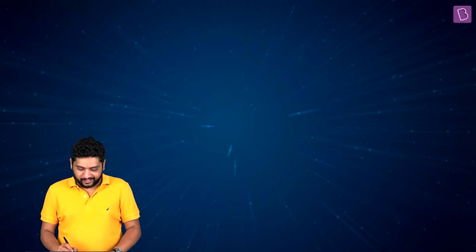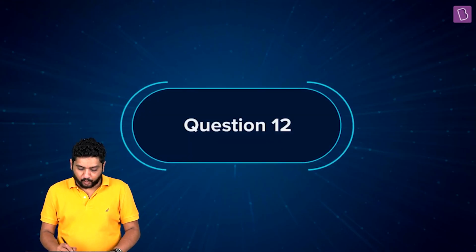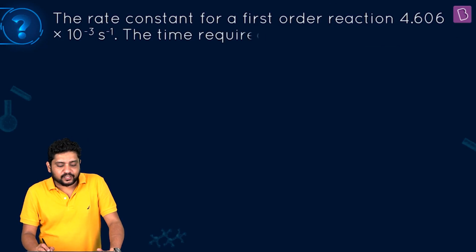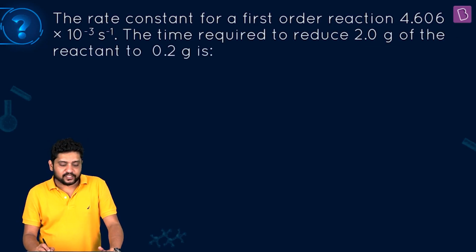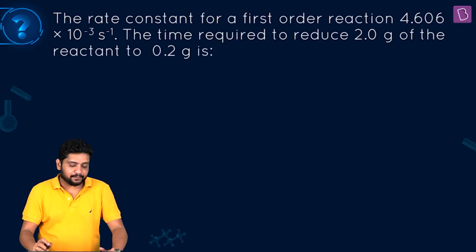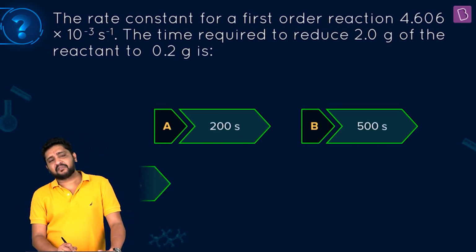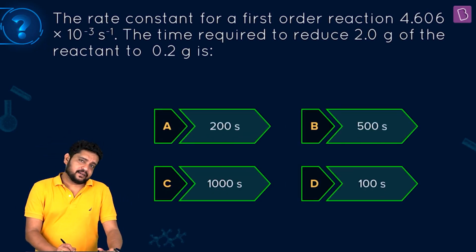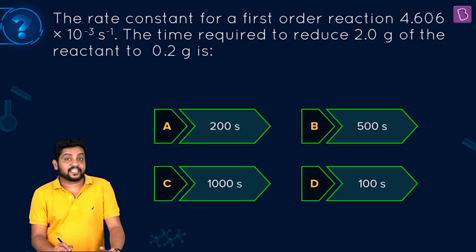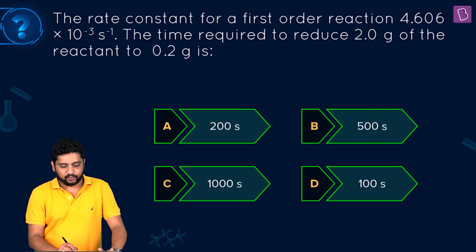Okay, now let's look at the next question. What does it say? The rate constant for a first order reaction is 4.606 into 10 to the power -3 per second. This is the standard unit. The time required to reduce 2 gram of the reactant to 0.2 grams. Simple question, formula based question. If you know the theory, it will be very nice. We will still briefly go through the theory anyways.